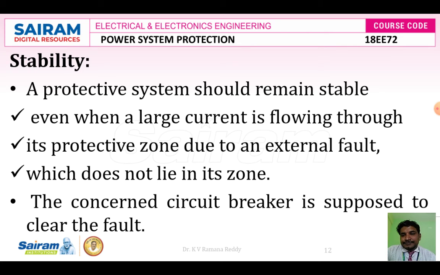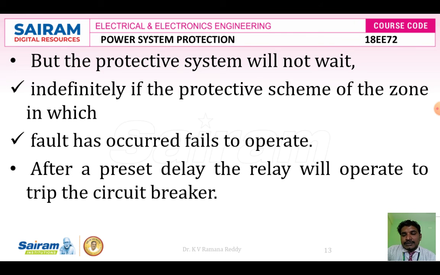Next requirement is stability. A protective system should remain stable even when a large current is flowing through its protective zone due to an external fault which does not lie in its zone. It doesn't operate to open the contacts or to give the tripping signal. Therefore, the concerned circuit breaker is supposed to clear the fault, where it may get the signal from the appropriate relay working in that particular protective zone.